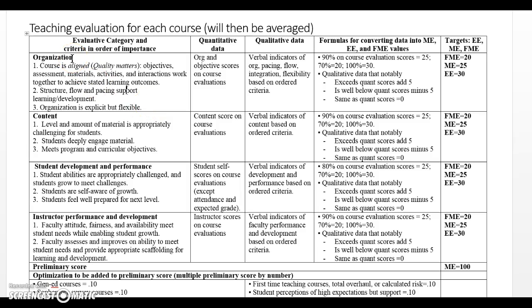That's our first category. Our second category is content, and my criteria are: level and amount of material is appropriately challenging, students deeply engage, and the content meets the program and curricular objectives. Next, we have student development and performance. The quantitative data is pulled from 3 of those categories in the course evaluations for students. But I want to see that the students are appropriately challenged and they meet those challenges, that the students are self-aware of their growth, and that students feel well prepared for the next level.